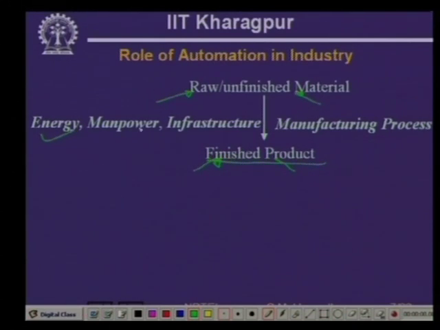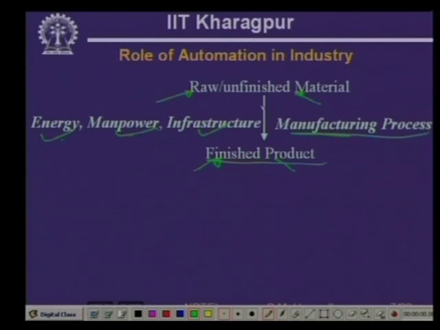How does it do that? For doing that, it requires several things. For example, it requires energy, it requires manpower, and it requires infrastructure of various kinds. It requires land, it requires equipment, it requires water, power, etc. So, all these I have categorized into 3 different types: energy, manpower, and infrastructure. Using these, and through a manufacturing process, the raw or unfinished material is transformed to a finished product. So, this is the basic function of a factory.